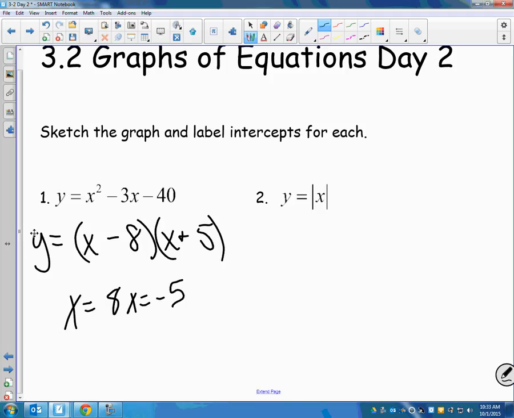What do these represent on my graph? Yeah, the x-intercepts. I already found my x-intercepts. Could I find my y-intercept? How do we find a y-intercept? Set x equal to 0, so if this goes to 0 and this goes to 0, I would get negative 40 as my y-intercept.